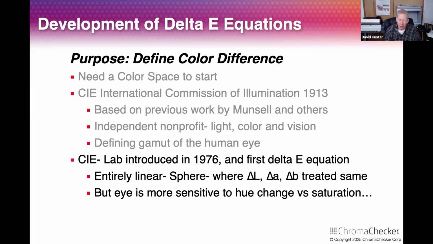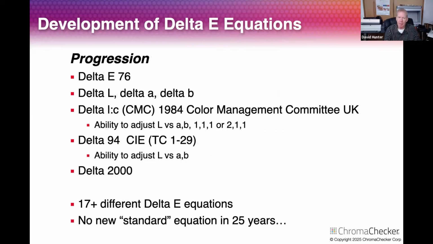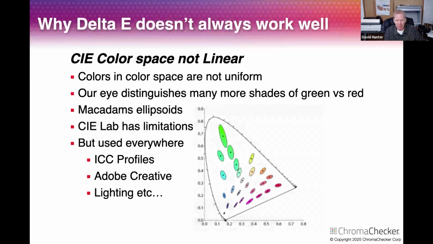We've learned that our eyes are very sensitive to a hue change and not so sensitive to a saturation change. So through the years, we've improved the delta E 76 equation, and the industry has come up with the CMC equation, the 94 equation, and now the 2000 equation with multiple derivatives in between. We've got 17 plus delta E equations that have been developed since 76. The standard has settled on delta E 2000, and there hasn't been a new standard in 25 years. If you think about that, people, that's pretty amazing. That would make you think that delta E 2000 is awesome, right? No, it's not. And speaking from personal experience, I can tell you that it's not.